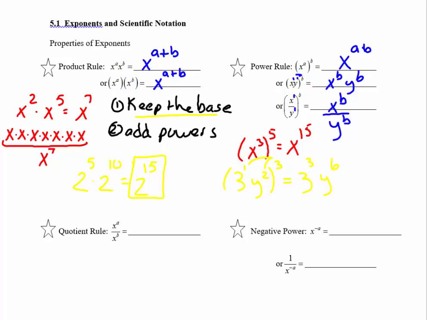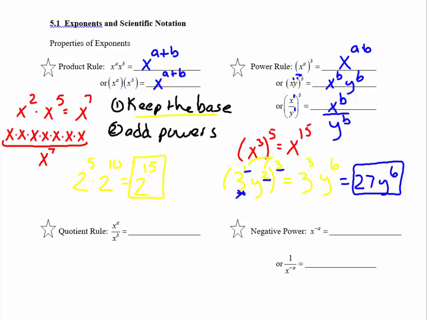Don't make the mistake of ever multiplying the power times the base. We don't multiply powers times bases. We multiply powers times powers. So don't multiply the power times the base. 3 cubed would be 3 times 3 times 3, which is 27, and y to the 6 will stay y to the 6. So we end up with 27y to the 6.